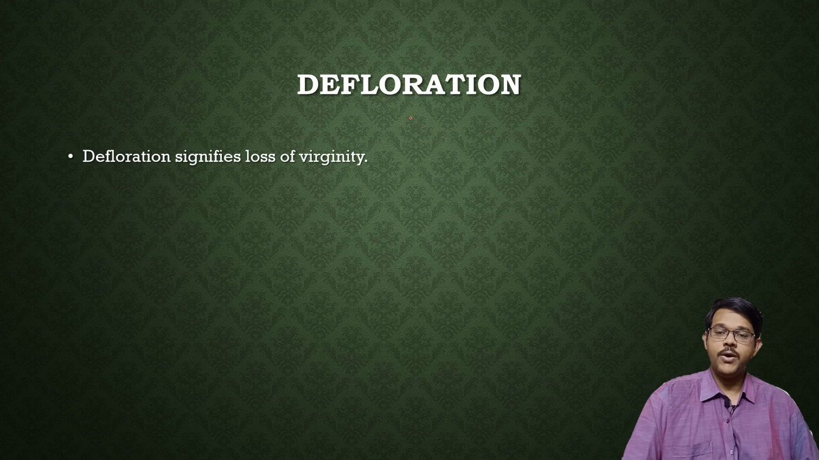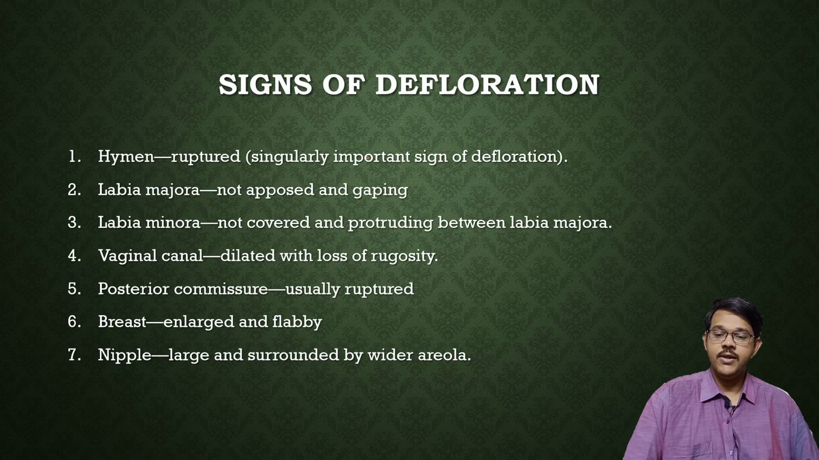Now a few points about defloration. Defloration signifies the loss of virginity. The signs of defloration include a ruptured hymen, which is the single most important sign of defloration. Then the labia majora don't oppose each other; there is an opening present. The labia minora are also not covered, and there is protrusion between the labia majora. The vaginal canal is dilated with loss of rugosity. The posterior commissure is usually ruptured. That is the part where the labia majora are approximated posteriorly, which is ruptured.